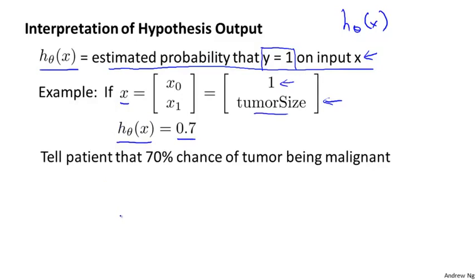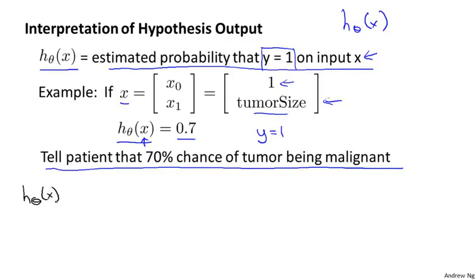I'm going to interpret my hypothesis as follows. I'm going to say that this hypothesis is telling me that for a patient with features x, the probability that y equals 1 is 0.7. In other words, I'm going to tell my patient that their tumor, sadly, has a 70% chance, or a 0.7 chance, of being malignant. To write this out slightly more formally, in math, I'm going to interpret my hypothesis output as P of y equals 1 given x, parameterized by theta.